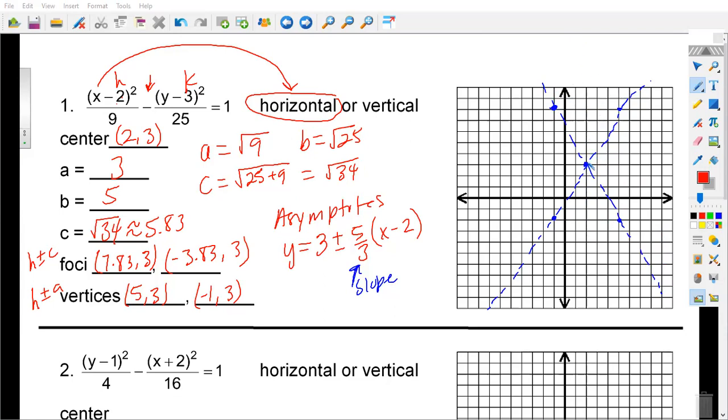Oh, and then your vertices, we're at (5, 3) and (negative 1, 3). So I'm going to go to (5, 3), and to (negative 1, 3). And then I'm just going to follow my asymptotes out to get a rough sketch of my hyperbola.